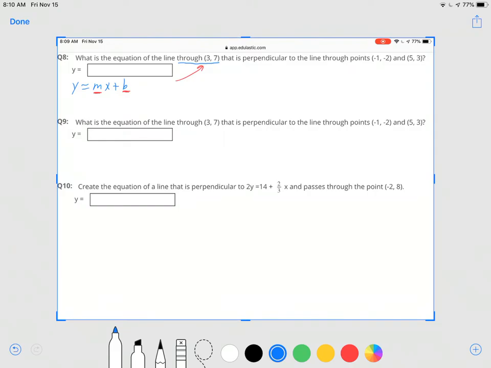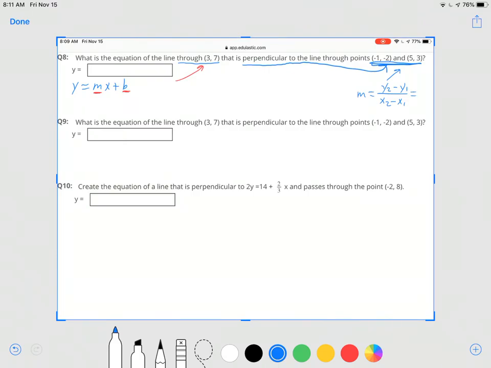But when you continue reading, it says that the slope of our line is perpendicular to the line that goes through these 2 points. So if we could figure out the slope of the line that goes through these 2 points, then we'll just do the negative reciprocal to figure out what the slope of our line is, since our line is perpendicular to it. Okay, so we could figure out the slope of the line that goes through these 2 points by using the slope formula. So slope is equal to (y2 - y1) over (x2 - x1).